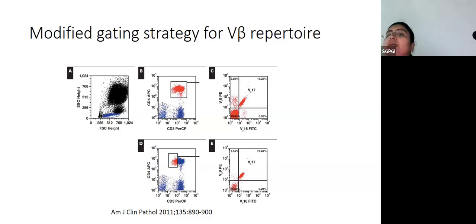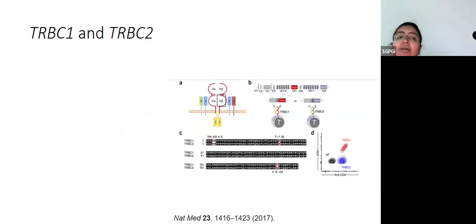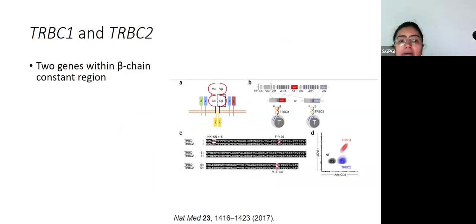So V beta repertoire, not many of us do because the costing is such that it does not work out. Plus, you need to put 8 tubes in addition to your T cell immunophenotyping, which means that you need that much amount of sample to go with all the tubes. Thankfully, life will be easy with TRBC1 and TRBC2. So if you look at the TCRB gene, there are 2 constant regions. One constant region is TRBC1. The second constant region is TRBC2.